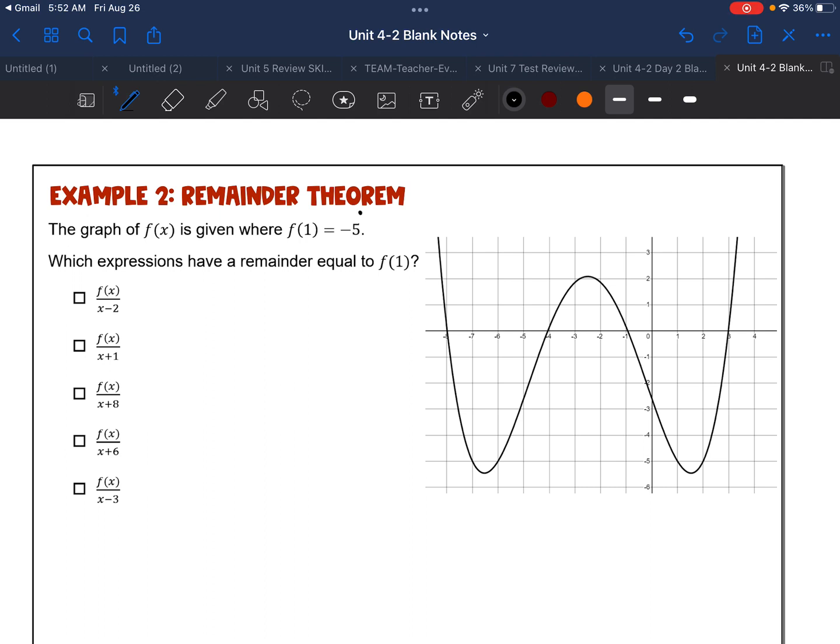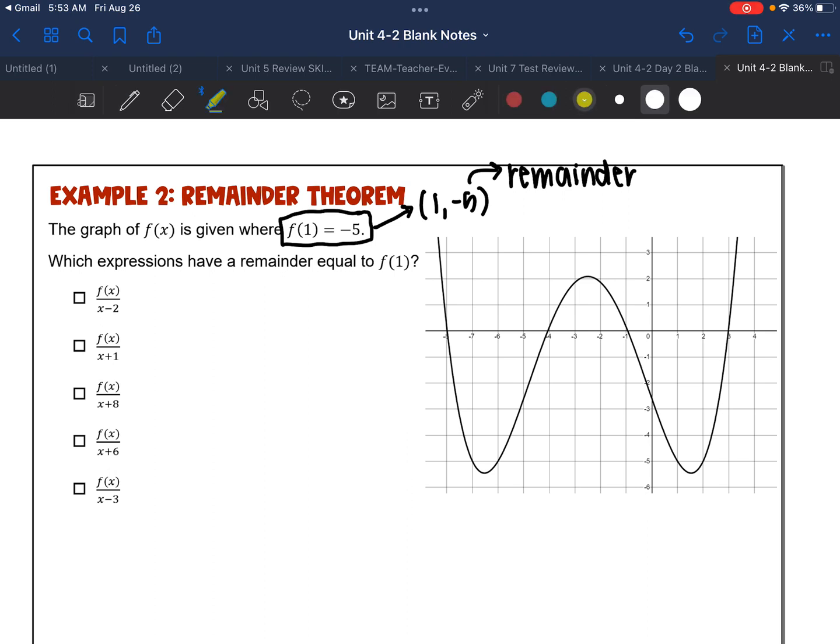Now, the first thing that we're going to do, and you're going to see us do this in example 3 as well here in a moment, my bad, but we're going to dissect or analyze this little function notation, okay? We know that that represents a point of 1, -5, because x, y. But what we need to recognize is that our remainder is that -5 specifically, okay? Because it says, which expressions have a remainder equal to f of 1, okay? Because that's what this wants to know.